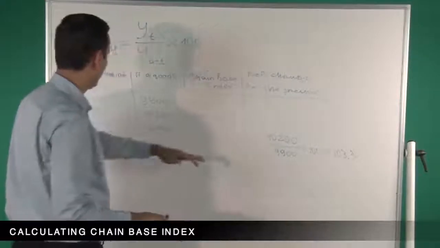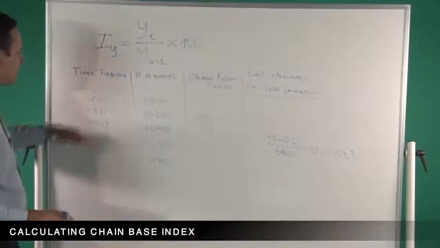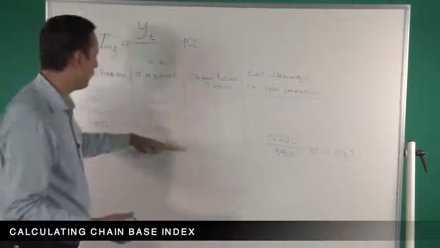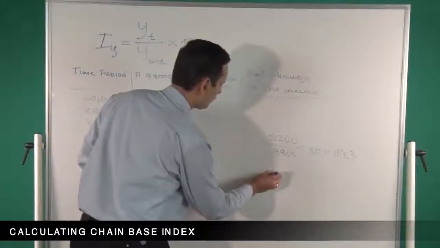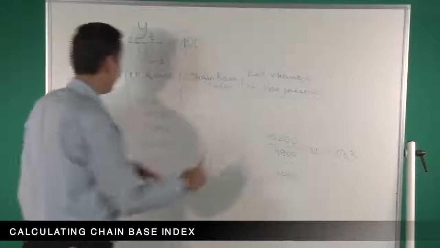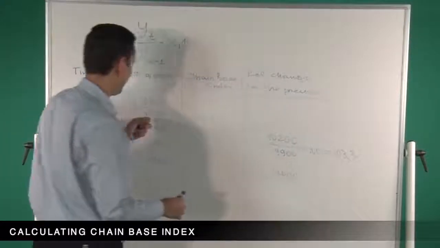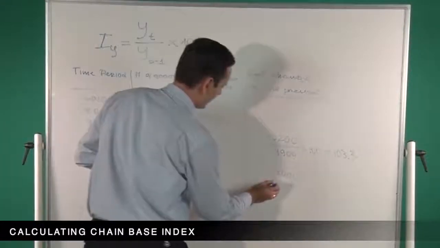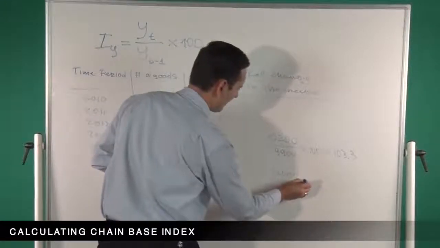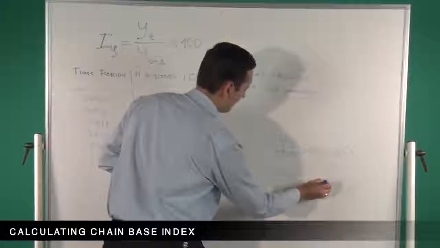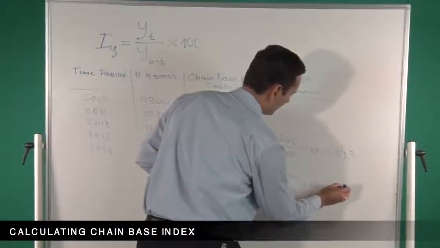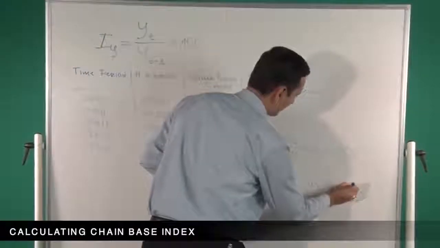Now, to calculate the chain-based index for 2012, we simply divide 12,000 by the previous year's number of goods, which is 10,200, and multiply by 100. And that's equal to 117.65.